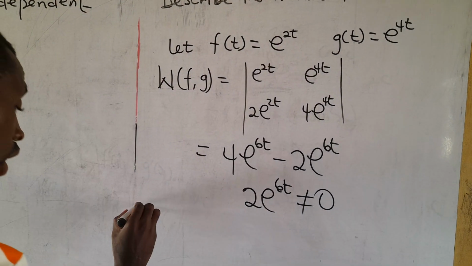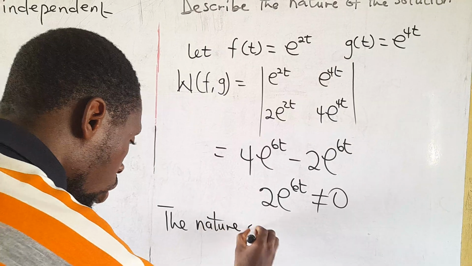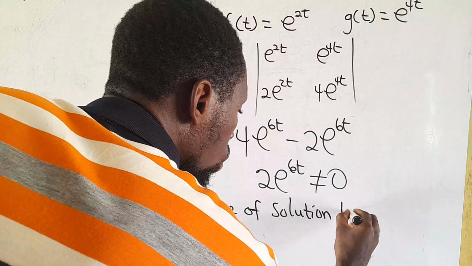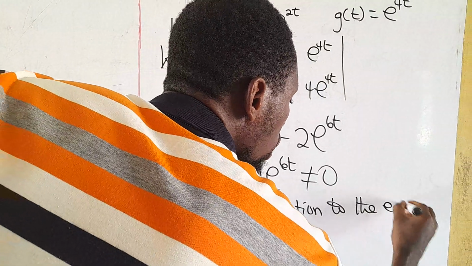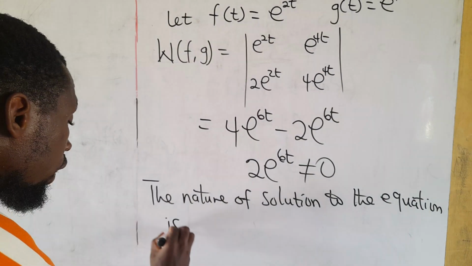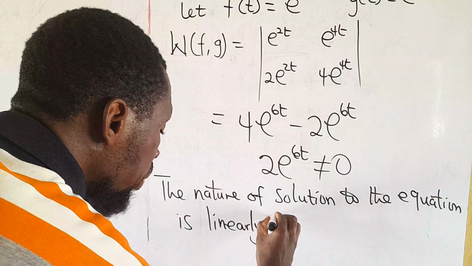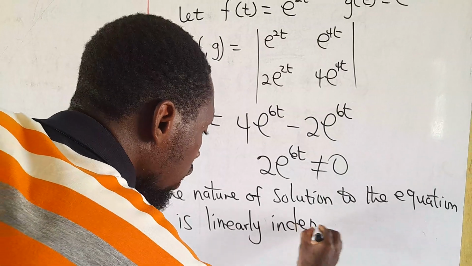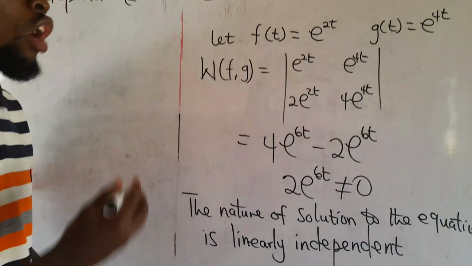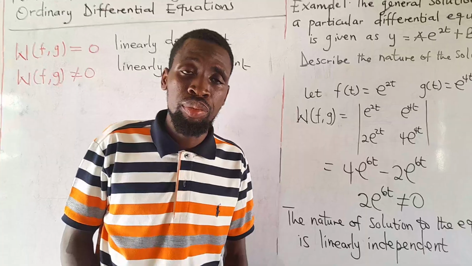Then we say that the nature of solution to the equation is linearly independent. Since it is not equal to 0. I hope you get that. We'll see one more example on this so that you'll be abreast with the concept.